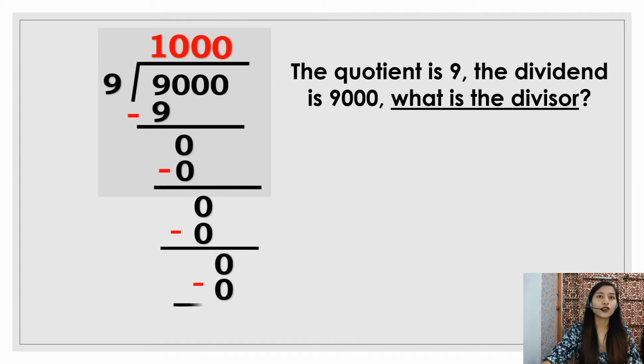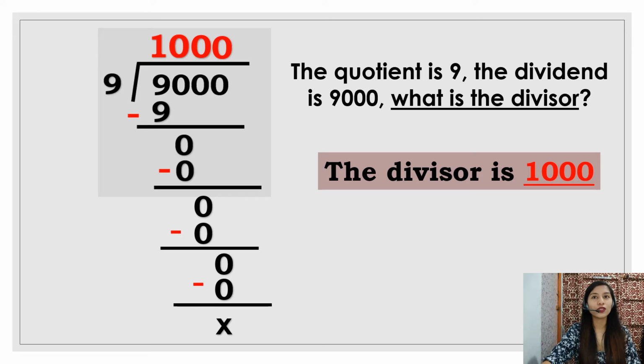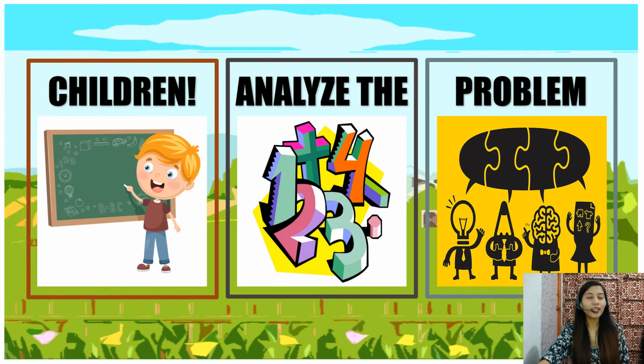Okay. So the answer is 1,000. So the divisor is 1,000. Now, children, let us analyze the following problem. So I will present different kinds of problems, and let us solve them properly.